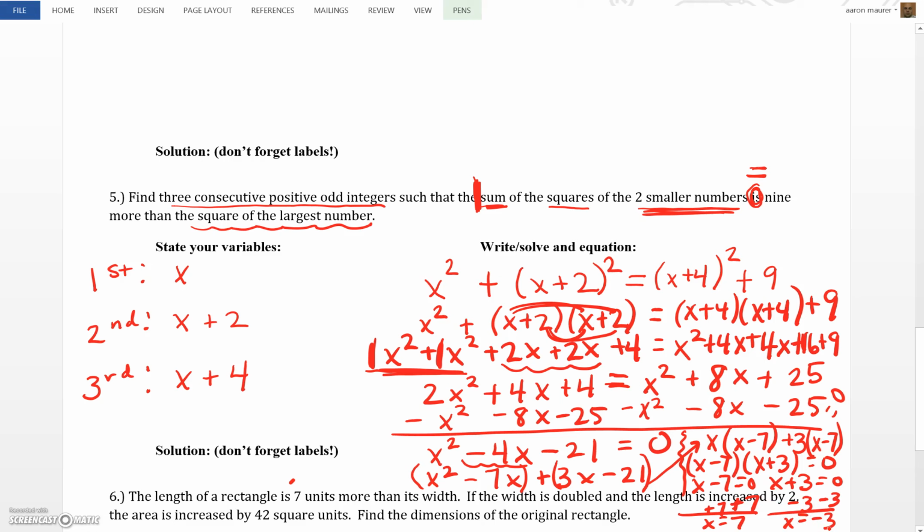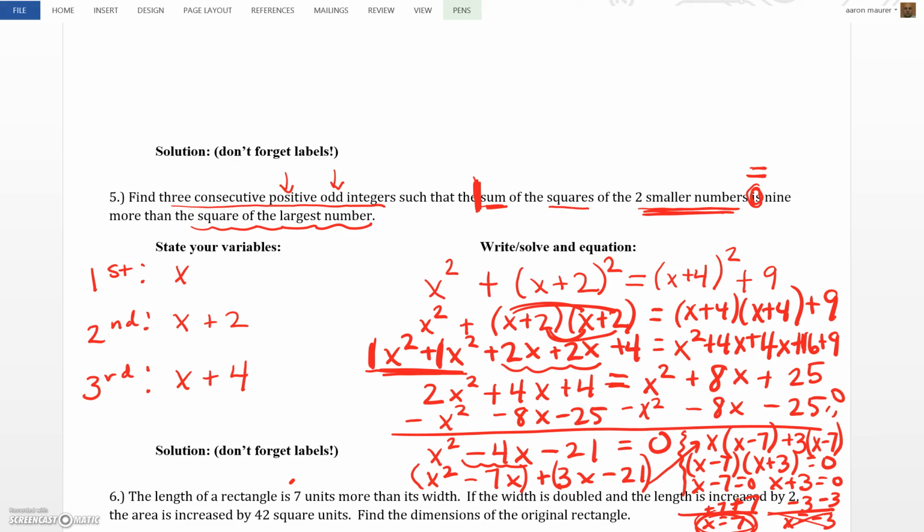So let's not jump to conclusions and assume that those are both of the answers. If we go back and look at the problem, it said it has to be positive and it has to be odd. So if I look at negative 3, clearly that's not a positive one, so that's not an option. So the only one that I can use here is the x equals 7.